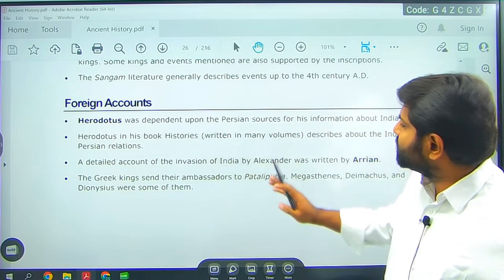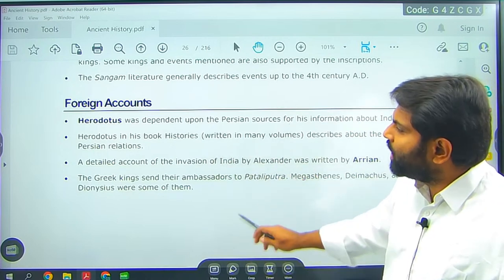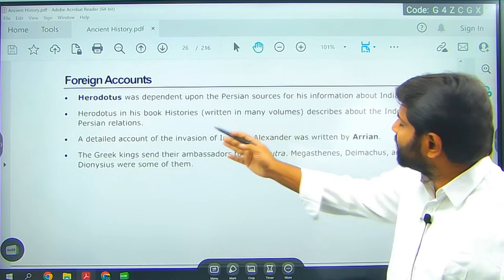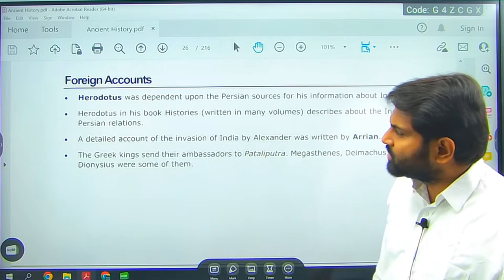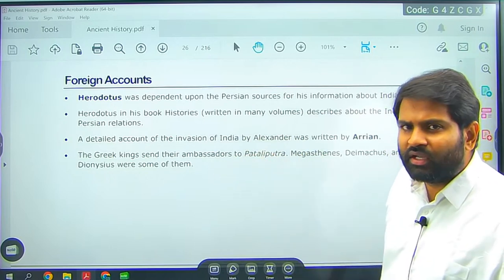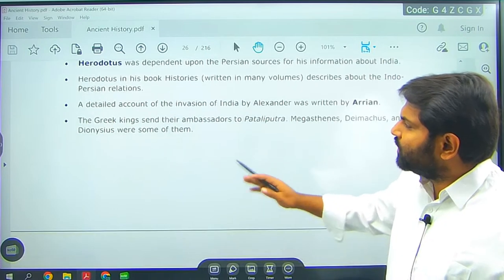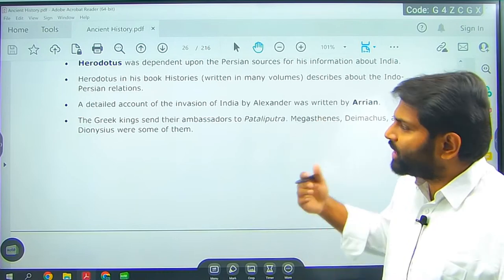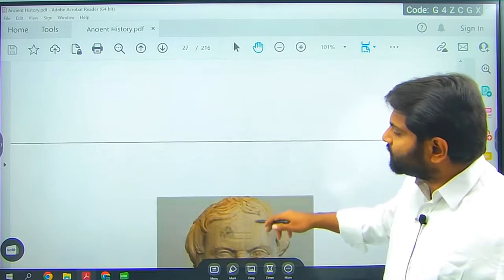Herodotus was dependent on Persian sources for his information about India. Herodotus, in his book Histories, written in many volumes, describes Indo-Persian relations. A detailed account of the invasion of India by Alexander was written by Arrian. Greek kings sent ambassadors to Pataliputra. Some of them were Megasthenes, Daimachus and Dionysius.